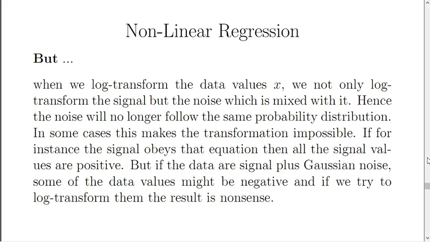In some cases, this makes the transformation impossible. If, for instance, the signal obeys that equation we just looked at of exponential decay, then all the signal values are necessarily positive. But if the data are signal plus Gaussian noise, some of the data values might become negative because of the noise, and if we try to log transform them, the result is nonsense.